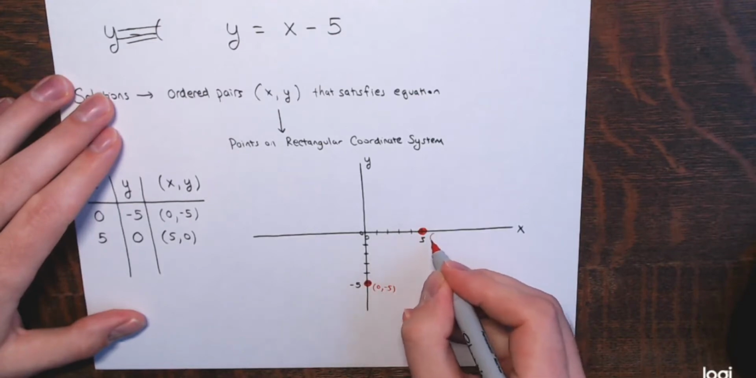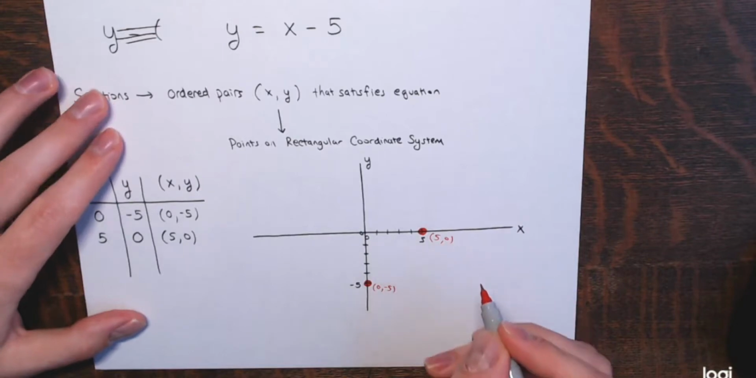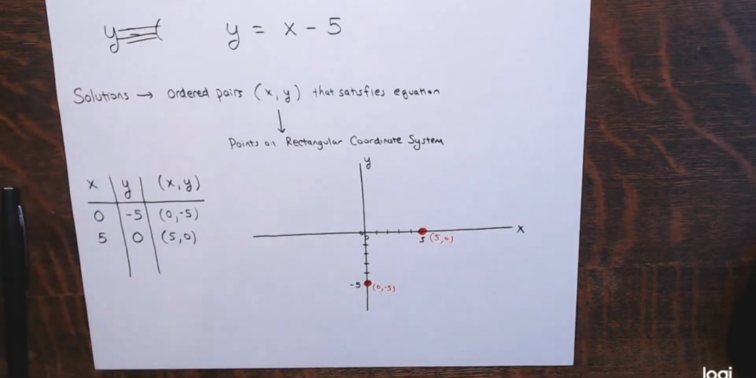There's the ordered pair 5 comma 0 on the rectangular coordinate plane. And we keep doing this. You keep doing this until you see a pattern forming, and then you can fill in the rest of the infinitely many solutions. Right? Because these equations with two variables have infinitely many solutions, so there's no way I'm going to be able to list all of them. So I'm just going to list enough to where I eventually see a pattern forming, and then I'll fill in the rest of the pattern.